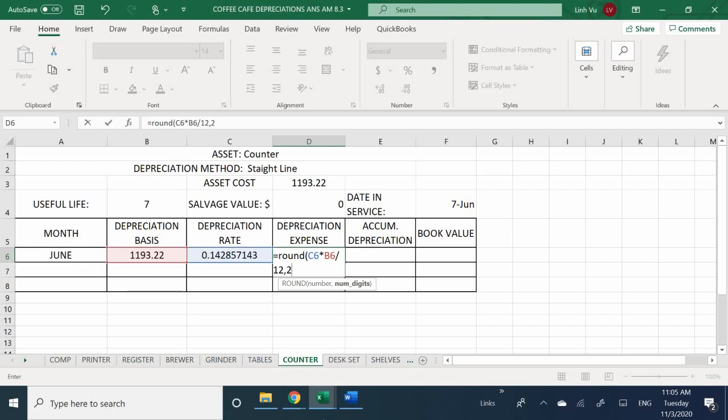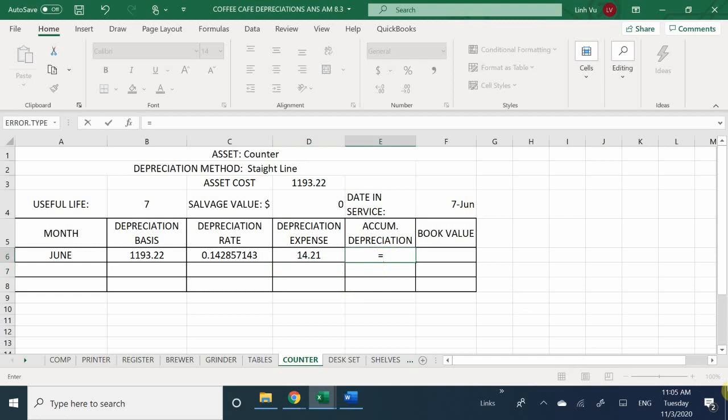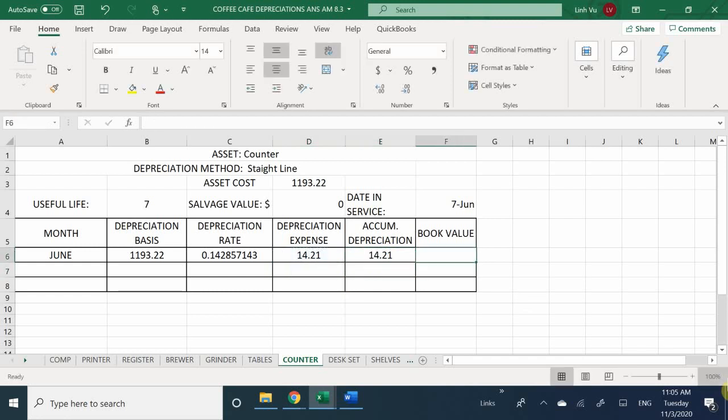Divided by 12, 14.20. $14.21 is what we're going to depreciate off of this counter. Okay. So what is my book value going to be? 1179.01.